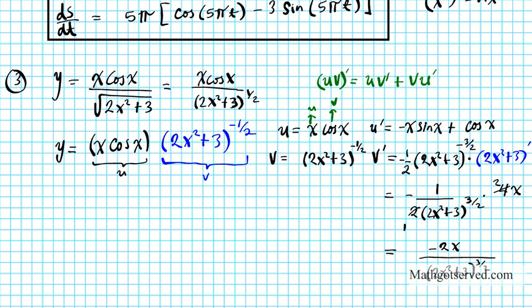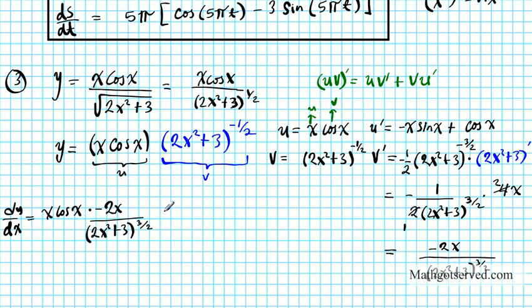Now we have u prime, v, and v prime, so we're going to put it in here to find dy dx. So dy dx is going to be u v prime, where u is x cosine x and v prime is negative 2x over 2x squared plus 3 raised to the 3/2.